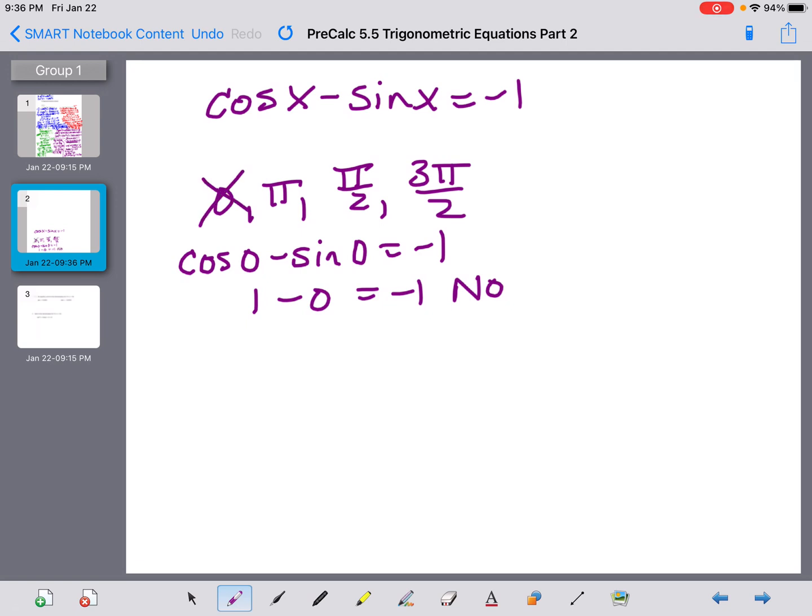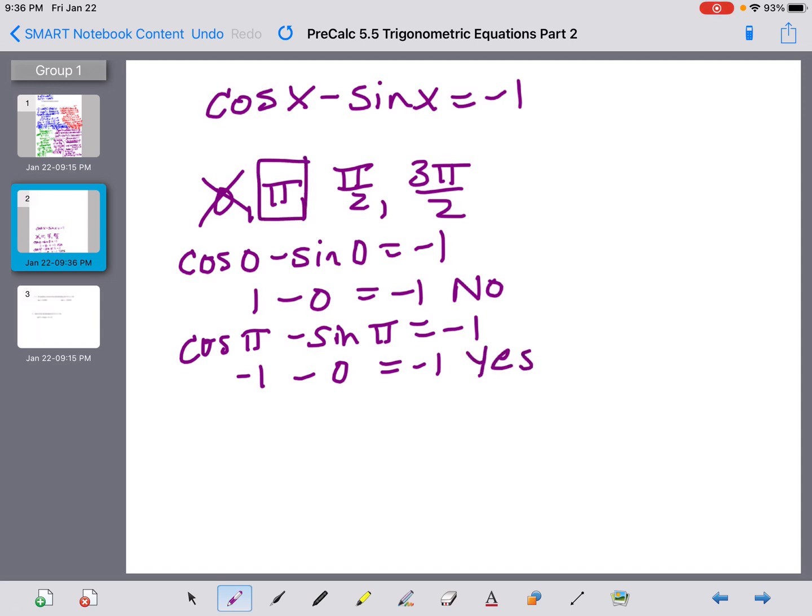Okay, so let's go next to pi. Cosine of pi minus sine of pi, does it equal -1? Okay, what's the cosine of pi? That's -1. What's the sine of pi? 0. Does that equal -1? Yes. Okay, pi works. That's definitely an answer. Let's check the next one.